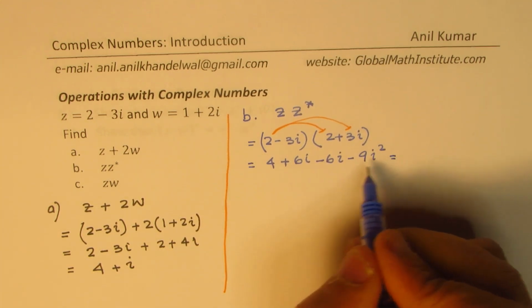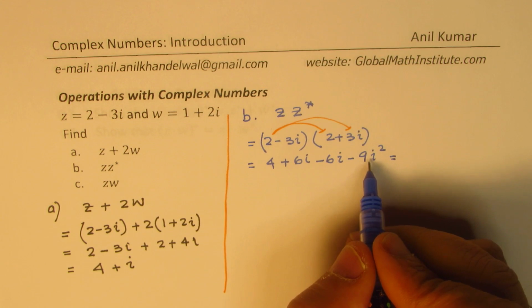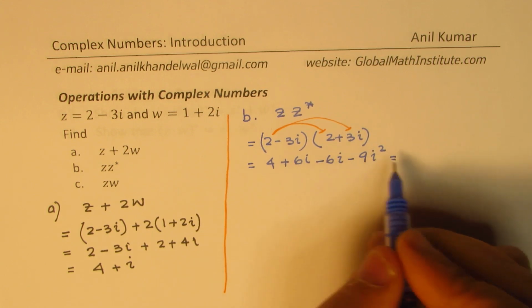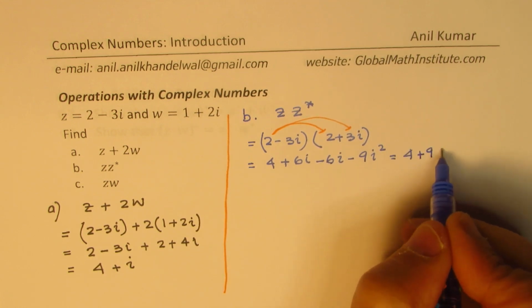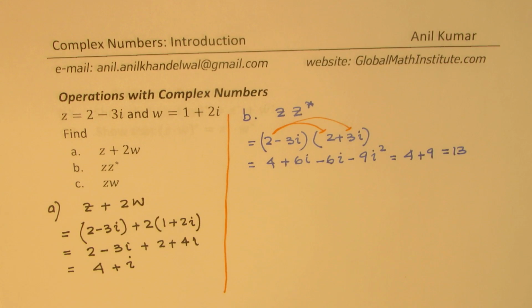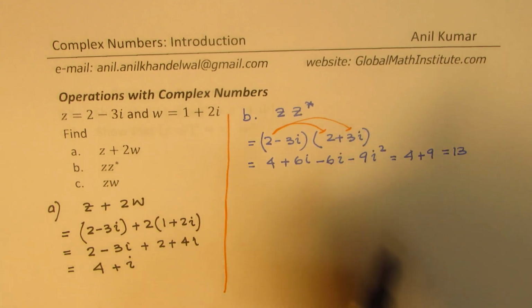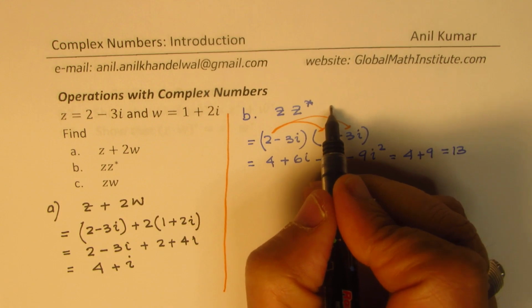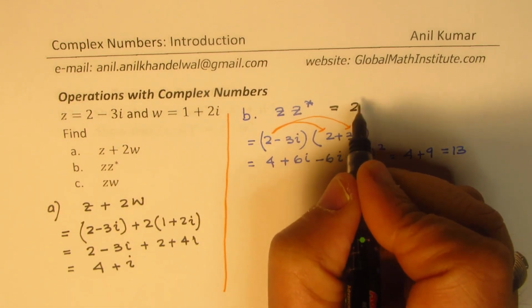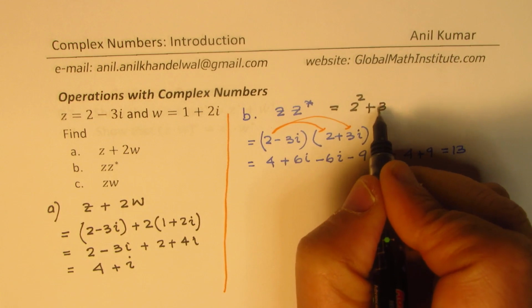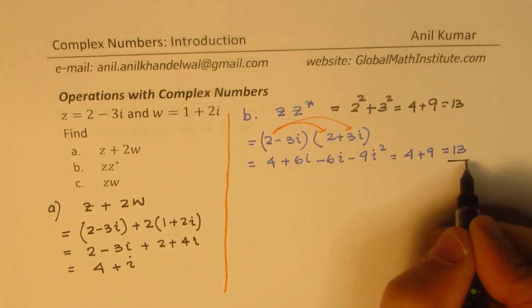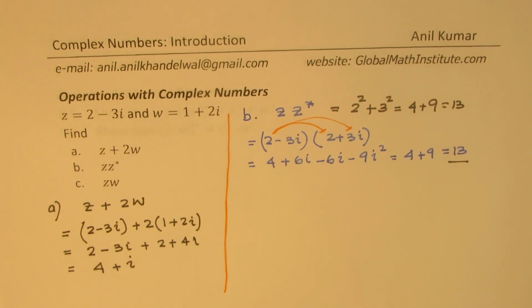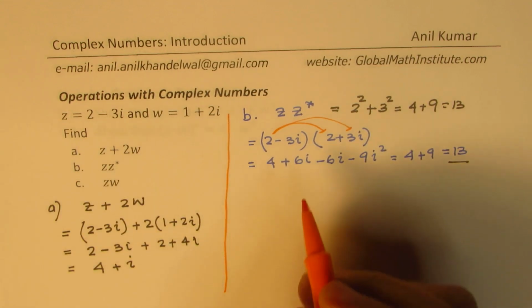Now, minus 9i squared is basically plus 9, right? So what we get here is 4 plus 6i minus 6i is 0, plus 9, which is equal to 13. So as you can see, in short, z times its conjugate is basically equal to 2 squared plus 3 squared, right? Which is 4 plus 9 equals 13. Is that clear to you? So that is the property which we just looked into. Now let's do C.